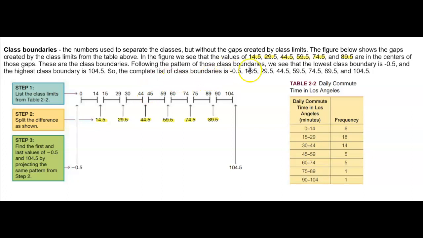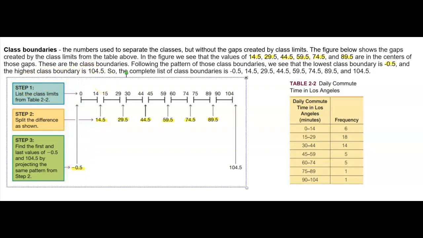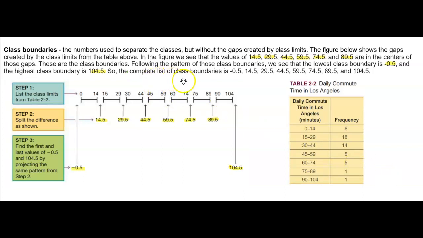Now, following the pattern of those class boundaries, we see that the lowest class boundary is going to be negative 0.5. So down here we have one at the beginning. Even though it's not in the table, we need to make sure that we know that it represents the lowest class boundary. And then the highest class boundary is 104.5. So the complete list of the class boundaries is the following: negative 0.5, 14.5, 29.5, 44.5, 59.5, 74.5, 89.5, and 104.5.